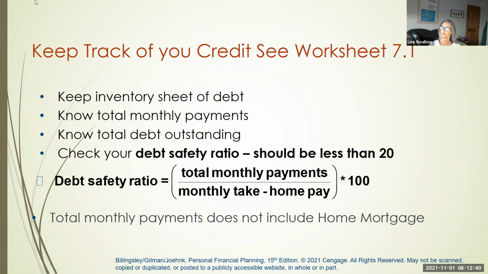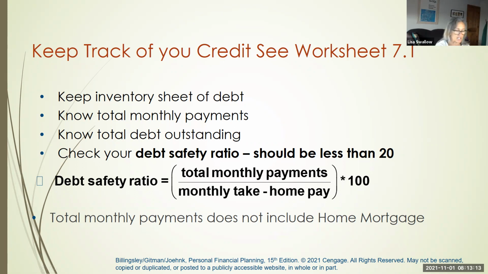So we did look at our debt safety ratio. We just did that in unit 6. I'm not quite sure why that's in here again. That's funny. Well, at any rate, we know how to track our credit. We did that with our debt safety ratio. We wrote down all of the things we owe money on. We wrote down how much we bring home a month. We calculated our ratio. The book suggests it should be less than 20%.